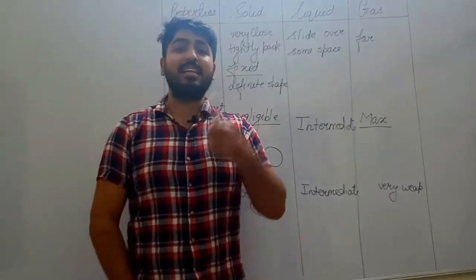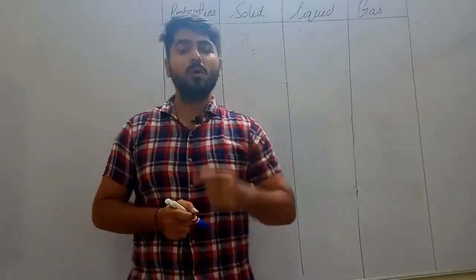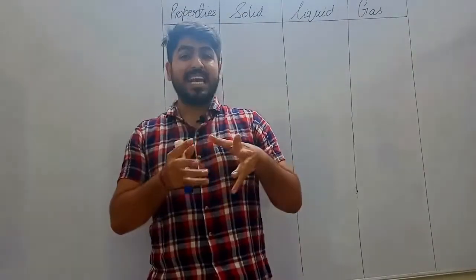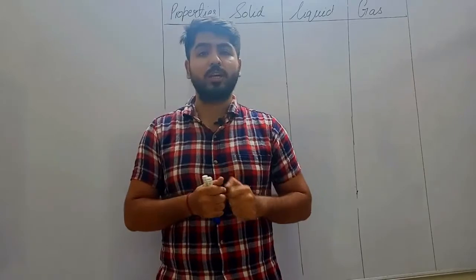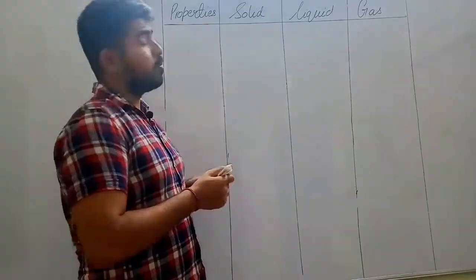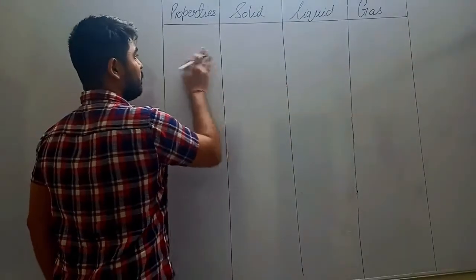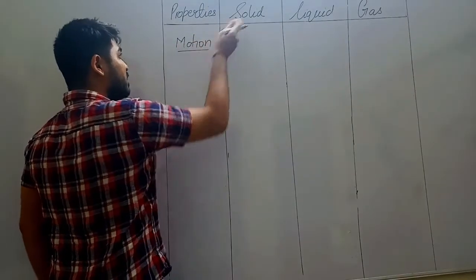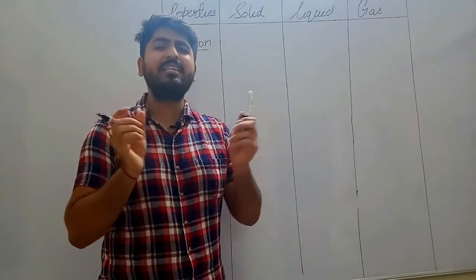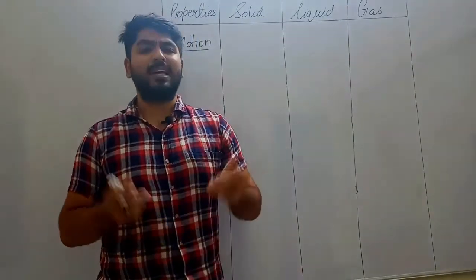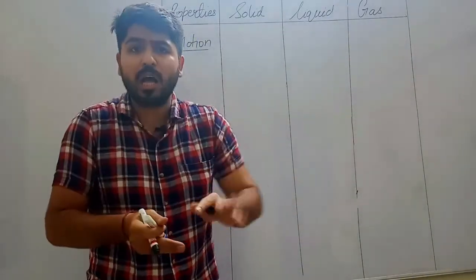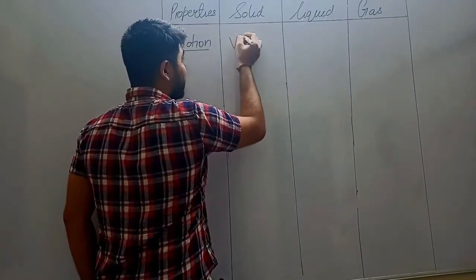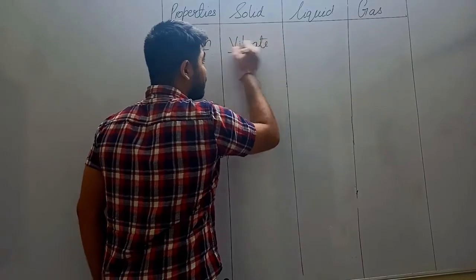Okay, let's see the next property. So, because of these three properties, that solids are tightly packed and gases are very far away from each other, we can understand the third property, which is motion. In solids, the particles are very tightly packed. So, क्या लगता है? Will they move? क्या उनमें कोई motion होगा? कुछ नहीं होगा. That's why the particles just vibrate at their own position.